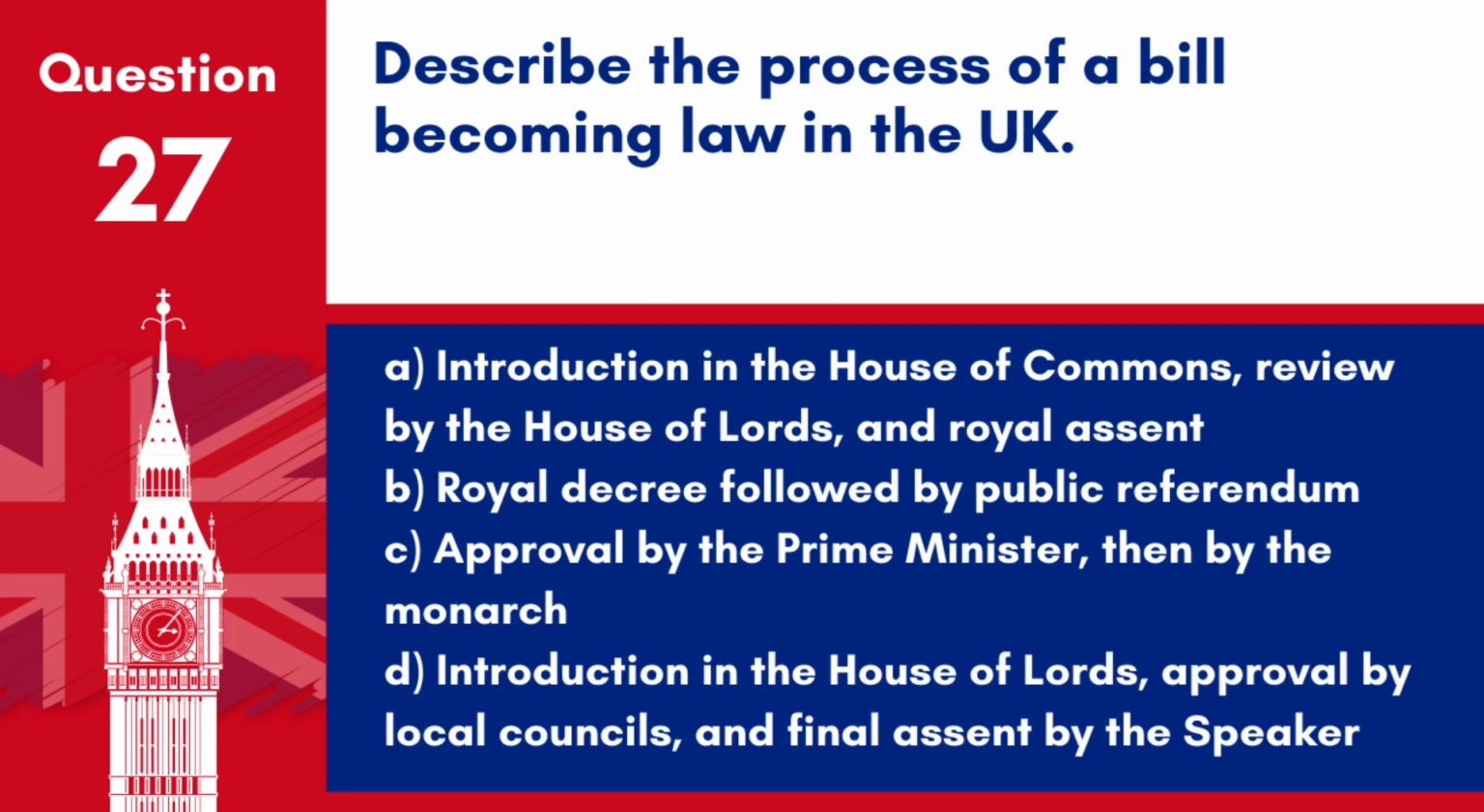Question 27. Describe the process of a bill becoming law in the UK. A. Introduction in the House of Commons, review by the House of Lords, and royal assent. B. Royal decree followed by public referendum. C. Approval by the Prime Minister, then by the monarch. D. Introduction in the House of Lords, approval by local councils, and final assent by the Speaker. Answer: A. Introduction in the House of Commons, review by the House of Lords, and royal assent.